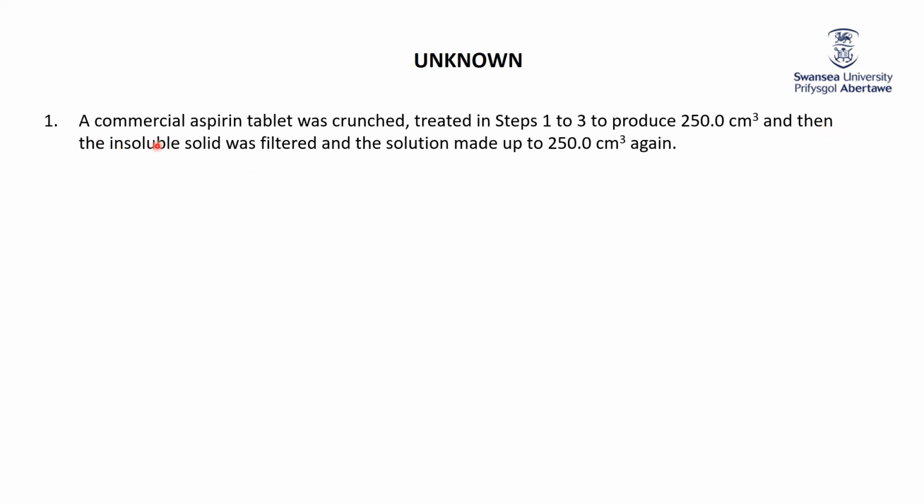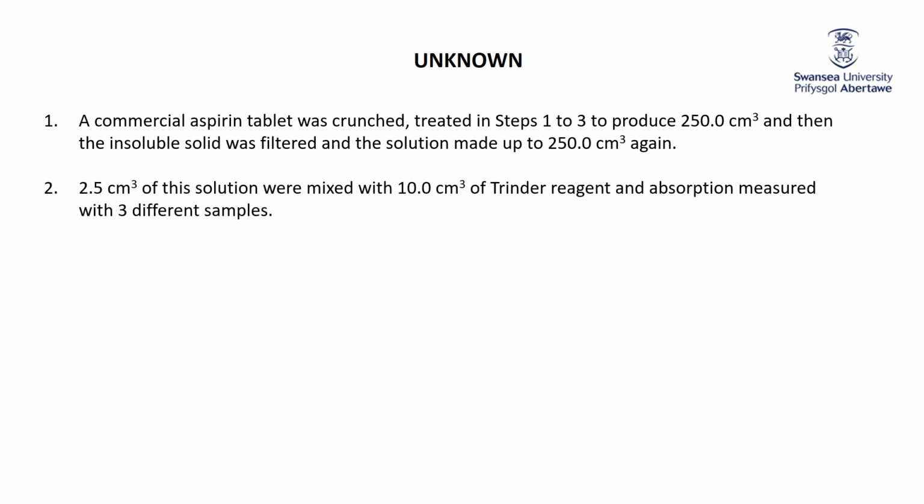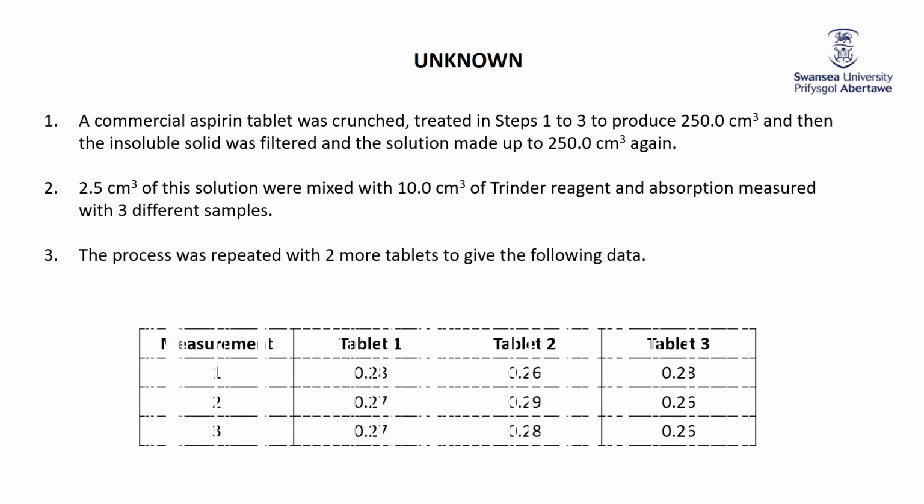Filtered out because there's always a little bit of filler there, and then made the solution up to 250 cubic centimeters. So now I have a 250 cubic centimeter solution that contains all of the aspirin that got converted to sodium salicylate from my tablet. I then took 2.5 cubic centimeters of that solution and mixed it with 10 cubic centimeters of Trinder reagent. So again, 2.5 plus 10 is 12.5 cubic centimeters of solution. Then I measured the absorbance 3 times for that, and then I did 2 more tablets.